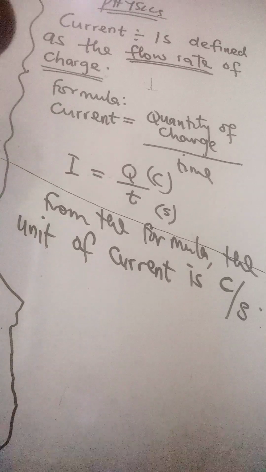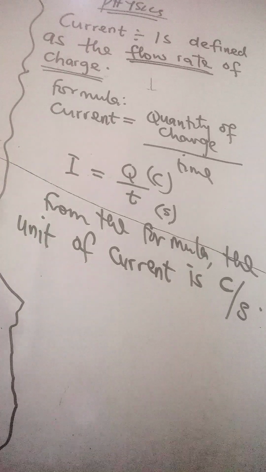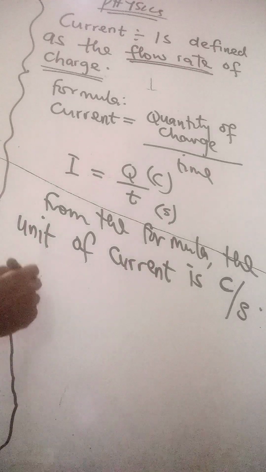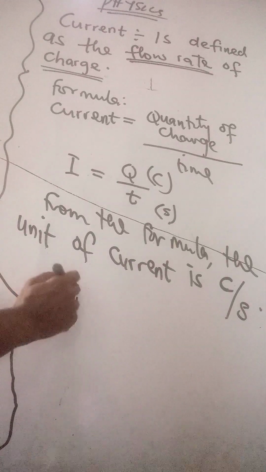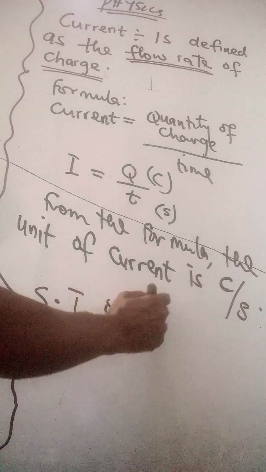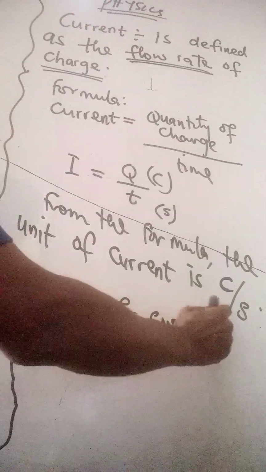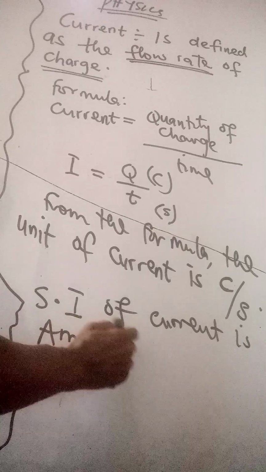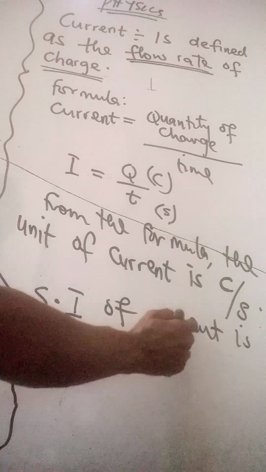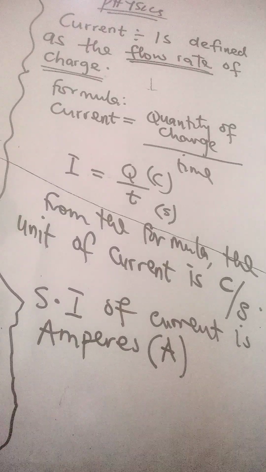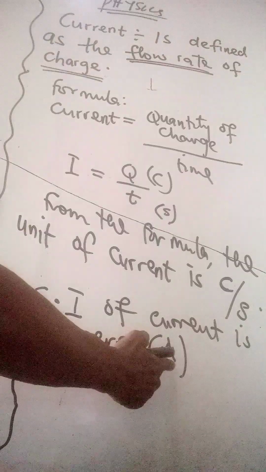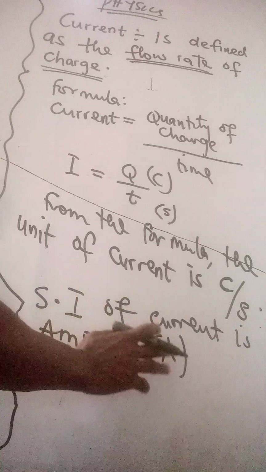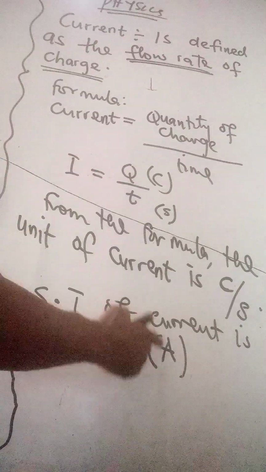But I stated in the first part of this topic, current electricity, that is in the previous video, that the standard unit, that is the SI unit of current, is amperes. And it can be shortened or symbolized with capital letter A. Anywhere you see capital letter A in current electricity, it is the unit of current, which is amperes.